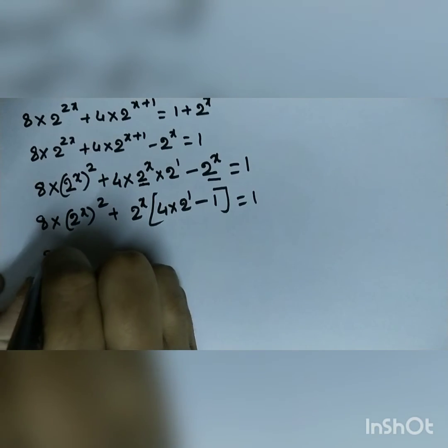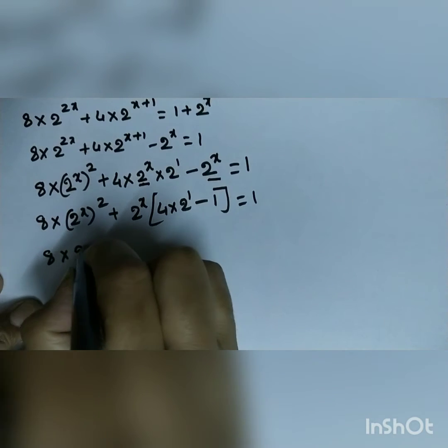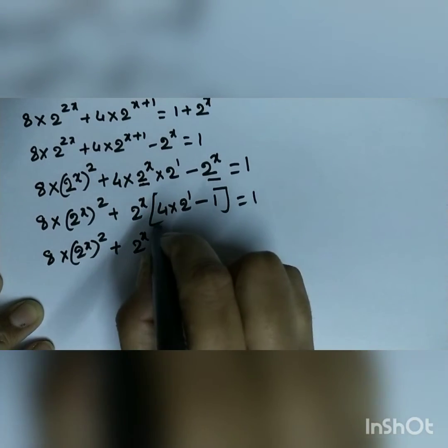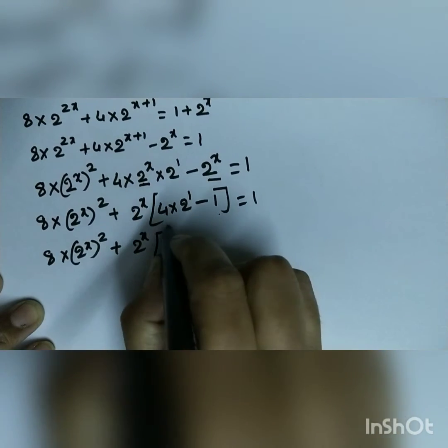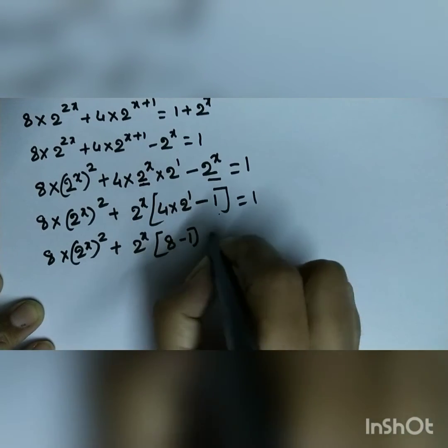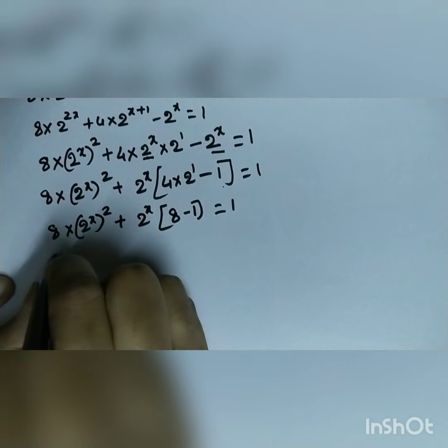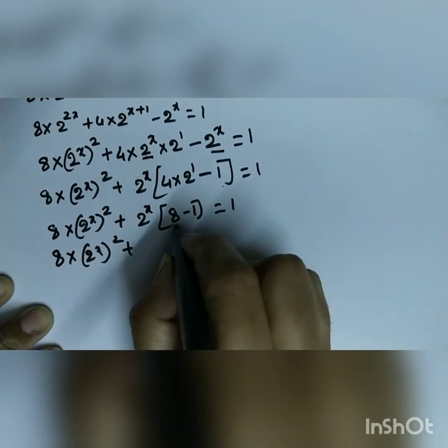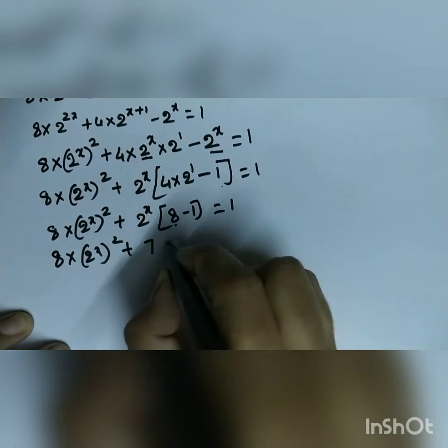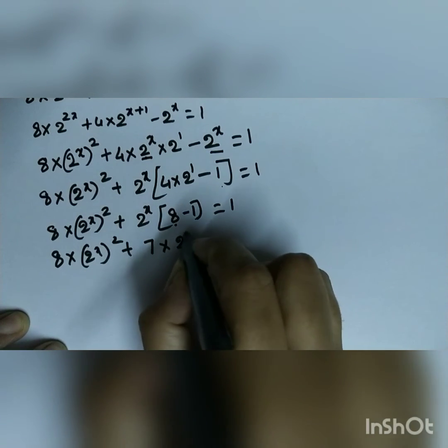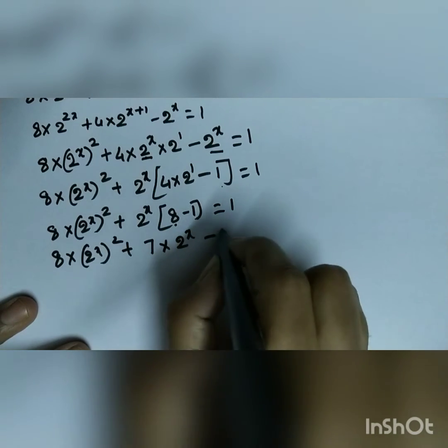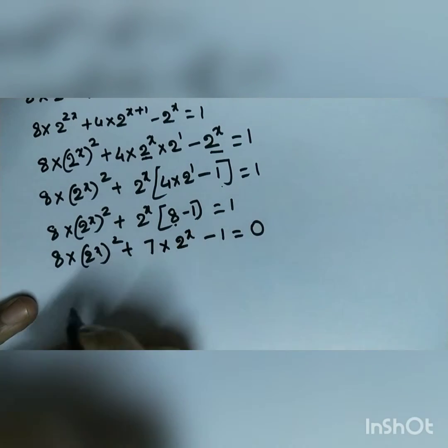Simplifying, I will write the remaining as it is, and the second term will be, when I open the bracket, 8 minus 1. So the next step would be 8 minus 1 is 7, and I'm going to keep 2 raised to the power x as it is, and I'm going to shift this 1 to this side, equal to 0.